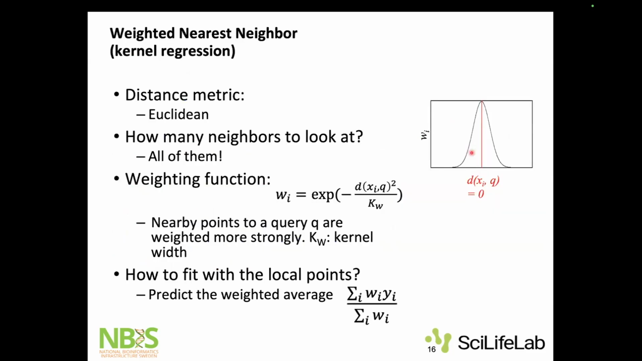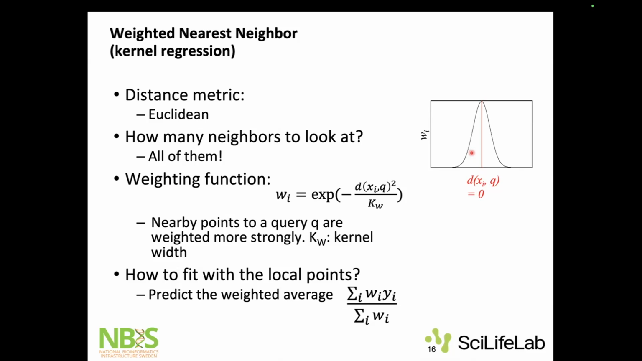One trick to solve this is to use weighted nearest neighbor, which is also sometimes called kernel regression. The distance metric used here is also Euclidean. How many neighbors to look at? We look at all of them. We don't choose any k here.